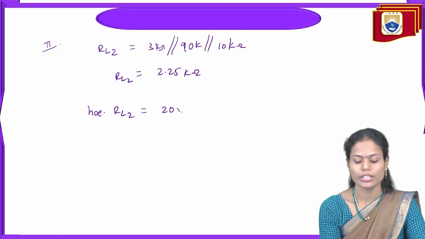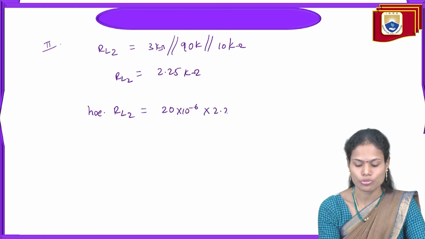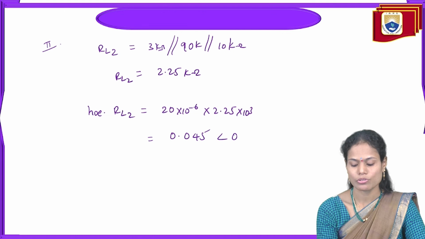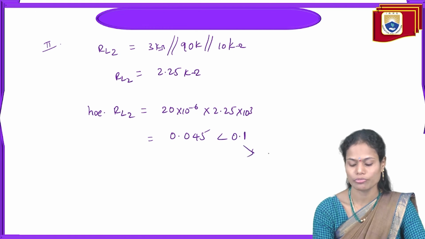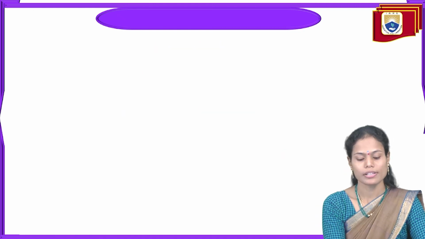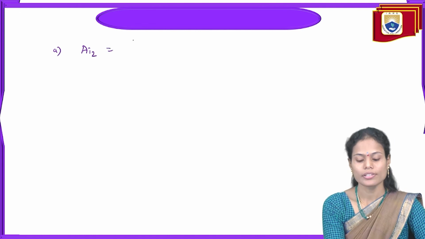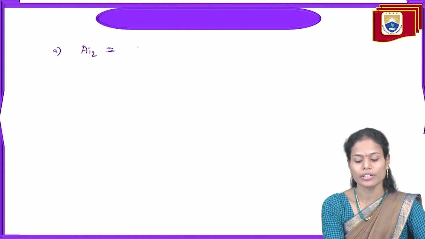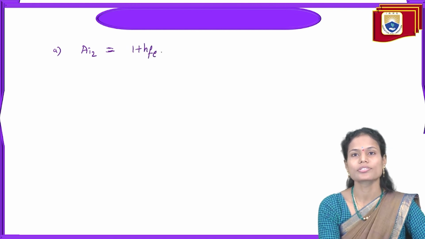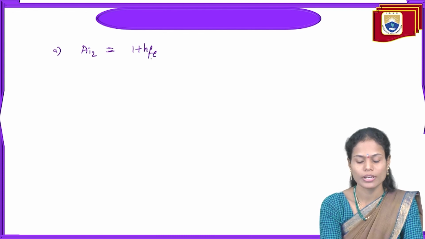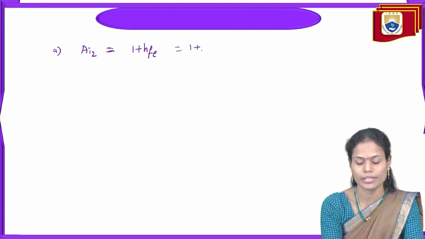This HOE is 20 into 10 power minus 6, and this value is 2.25 into 10 power 3, the RL2 value. So this value is 0.045, which is also less than 0.1. So we need to go for the approximate analysis. So in the approximate analysis, first we need to calculate the current gain of the second stage. Okay, it is approximate of the common emitter configuration, so the formulas are different. It is 1 plus HFE. In the previous case, it is directly HFE, but here it is 1 plus HFE. That is 1 plus 50.